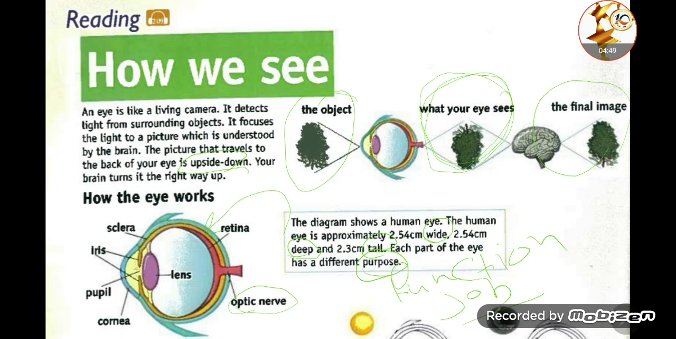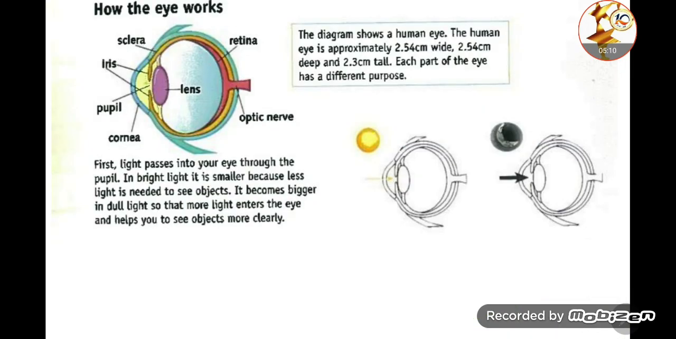How the eye works. The diagram shows a human eye. The human eye is approximately 2.54 centimeters wide, 2.54 centimeters deep and 2.3 centimeters tall. Each part of the eye has a different purpose. First, light passes into your eye through the pupil. In bright light, it is smaller because less light is needed to see objects. It becomes bigger in dull light so that more light enters the eye and helps you to see objects more clearly.